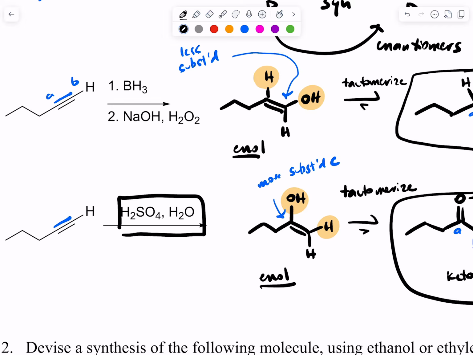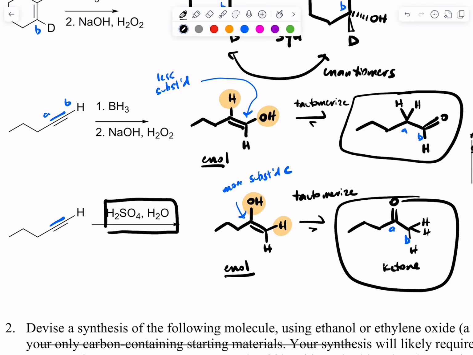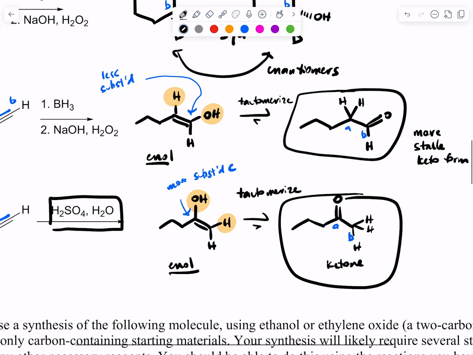Now the thing I added last time was that the enol is a less stable isomer of an aldehyde or a ketone. We talked about the enol form versus the keto form, and we said the keto form was more stable.